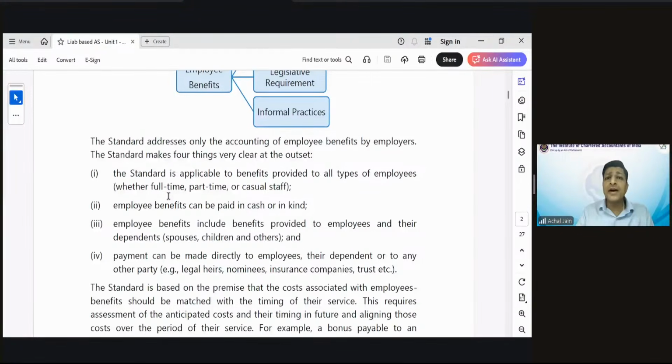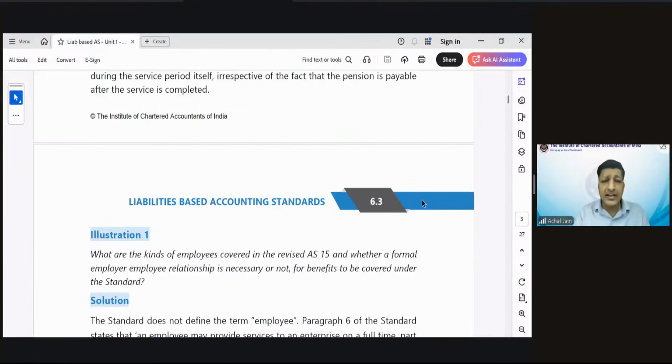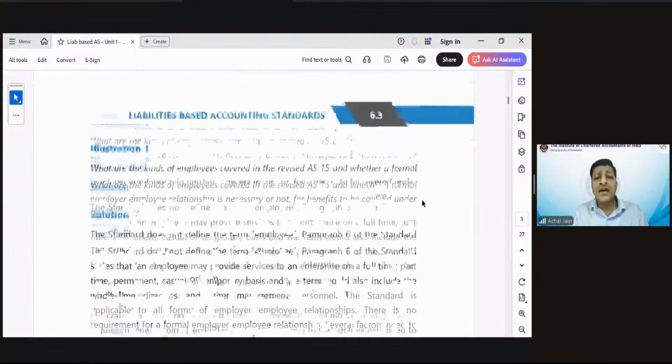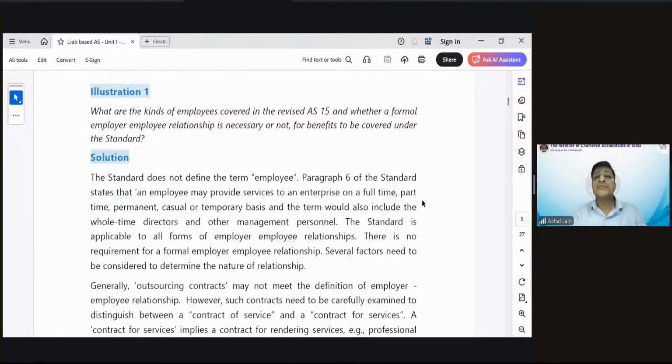Payment could be made by the employer in cash or in kind. Okay, all sort of benefits are included. Now the next question arises. What are the kinds of employees covered within the purview of this standard, and whether a formal employer-employee relationship is necessary or not?